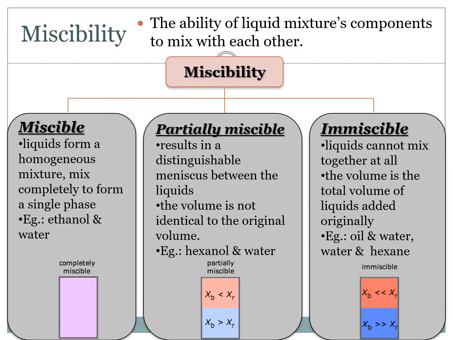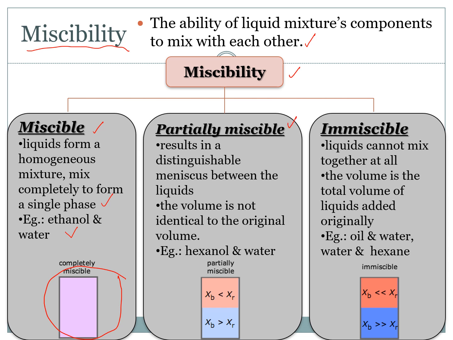Now we have a look at definition of miscibility. Miscibility is the ability of liquid mixture component to mix with each other. There are three types of miscibility. The first one is miscible. Liquid form a homogeneous mixture and mix completely to form a single phase. For example, the mixture of ethanol and water. As you can see here, there are no separate boundary.